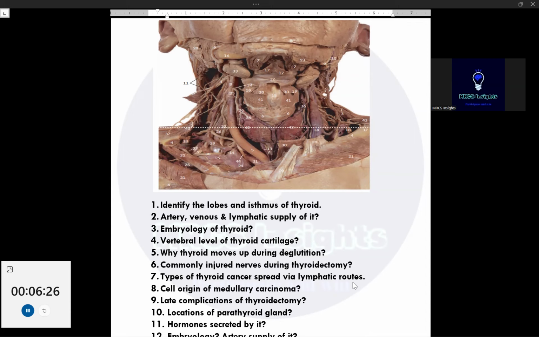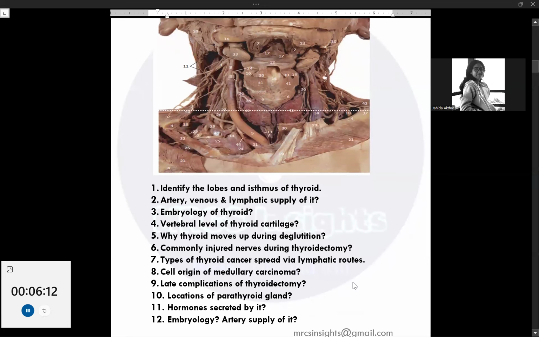And now tell me which type of thyroid cancer spreads via the hematogenous route? It's the follicular carcinoma of the thyroid. Okay, excellent. Now tell me the cell of origin of medullary carcinoma. Medullary carcinoma originates from the parafollicular cells. Okay.